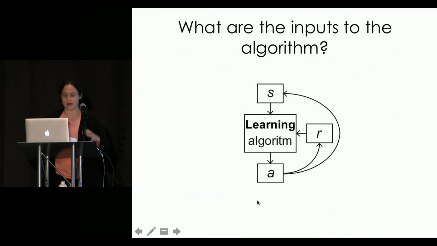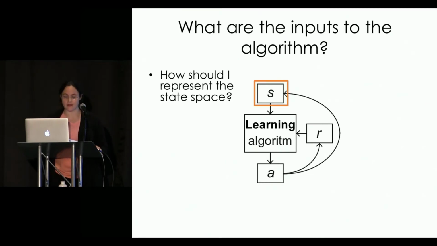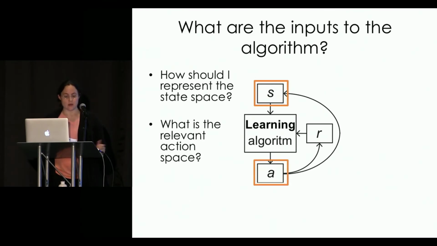So the way I'm going to frame this tutorial is around this diagram, asking how we should represent all that's important here, how we should structure this representation. So for example, how should an agent represent the state space in such a way that they learn efficiently? What is the relevant action space? So really those questions are, what are the actual inputs and outputs, the state and action space, to the learning algorithm?